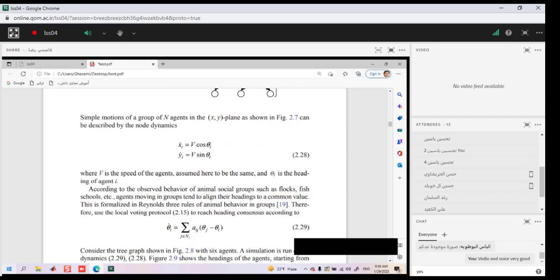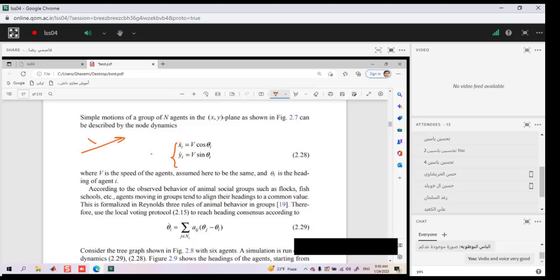Consider another dynamics like this. This is the dynamic of the robots. The robot has velocity and heading angle. The robot can change heading angle and velocity, two inputs of the system.